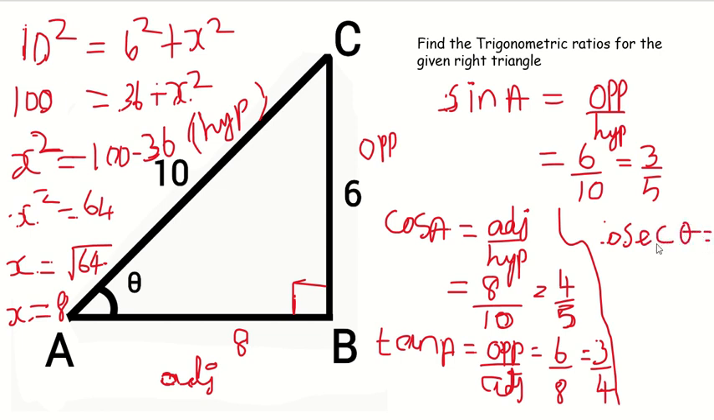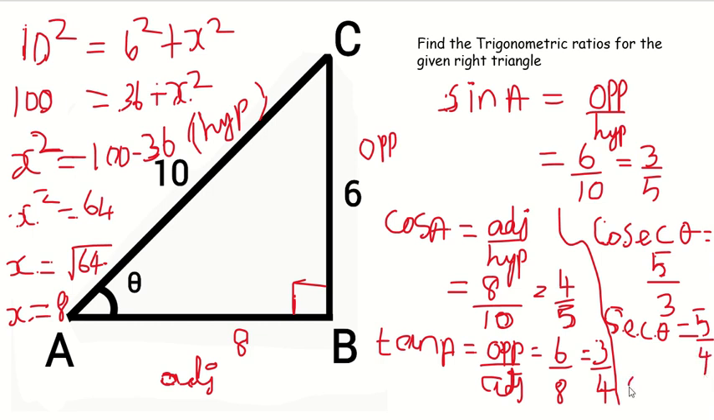Cosecant theta is nothing but the reverse of sine theta. So I got sine theta as 3 by 5, and it will be 5 by 3. Same way, what is secant theta? As you know, secant theta is the reverse of cos theta. What is cos theta? I got it as 4 by 5. So secant theta will be 5 by 4.